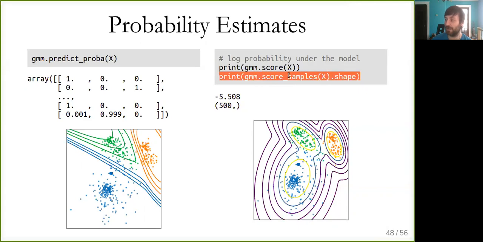So this is just a one-dimensional vector, one number for each point. And this is the thing that I drew with the density lines here. It says, well, points are dense here, here, and here. And the further you go out, the less dense they are. And so you could use this, for example, for outlier detection.